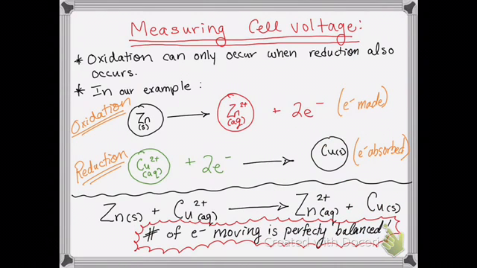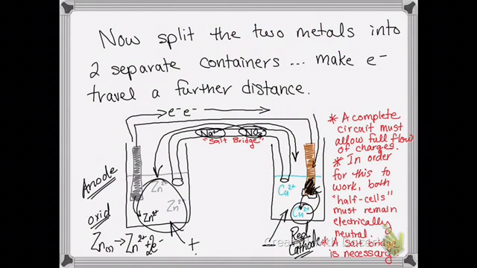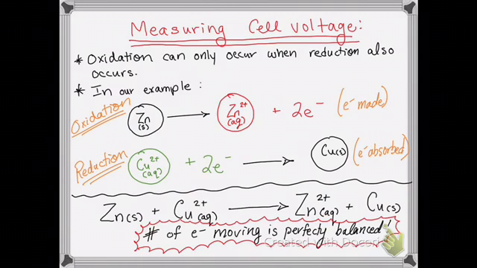Okay, so next up, we're going to talk a little bit about how you measure something called cell voltage: the pull of electrons through that wire that goes through the top. Some people will attach something called a voltmeter to this wire, and the voltmeter will tell you how many electrons are passing through the circuit and how fast they're moving.